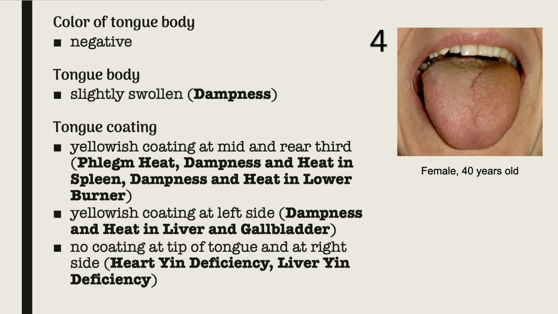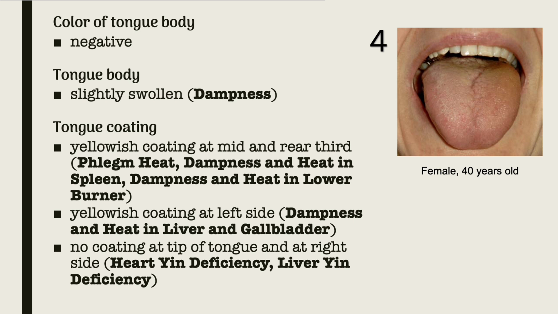Next, we look at the tongue of a 40-year-old female. Color of the tongue body is not significant because it's pale red. Tongue body is slightly swollen, pointing to dampness. Notice the yellowish tongue coating at the middle and posterior third. This would indicate phlegm heat, dampness and heat in the spleen, and dampness and heat in the lower burner.